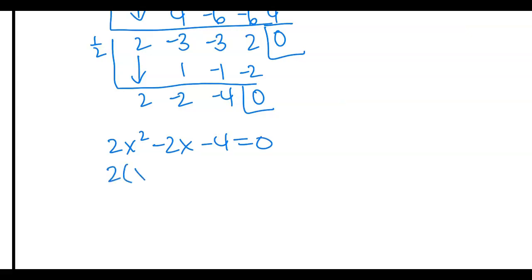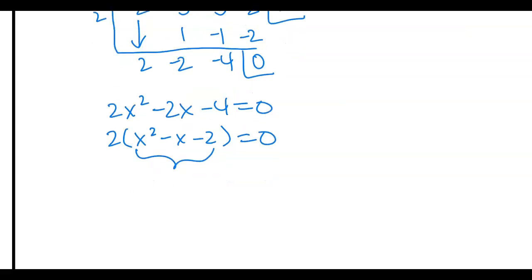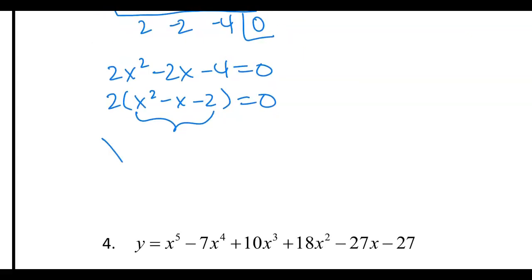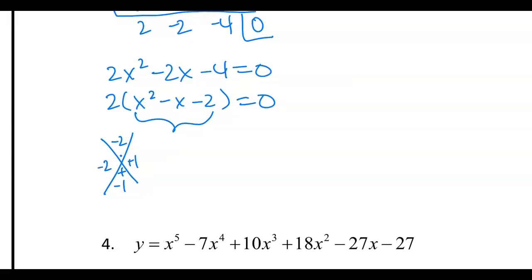Okay, factor out a 2 first. Now I need to factor what's left inside the parentheses. So how can I factor that? I need to find 2 numbers that multiply to what? What 2 numbers can I use? Try it again. There you go. When you make that 1 negative, it's not going to give you a negative 1 down here.